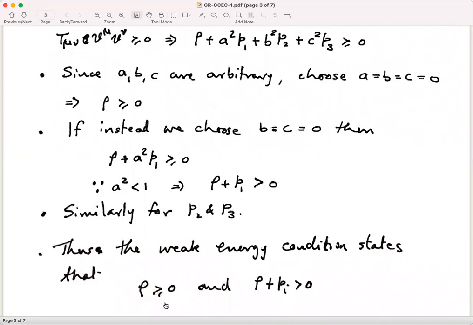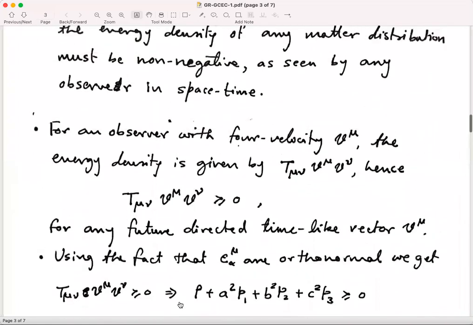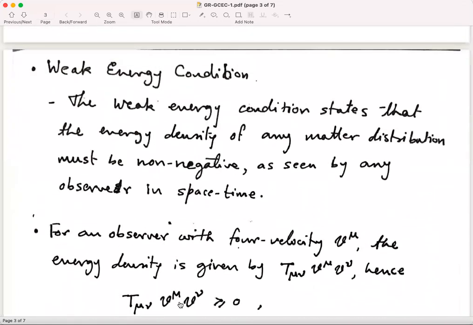Notice one thing: one is a kind of strict inequality, whereas the other is a condition where it could be zero also. Rho is greater than or equal to zero. So this is what is classified as the weak energy condition. It's called the weak energy condition because you put only one constraint, saying that the energy density of the matter distribution should be non-negative.